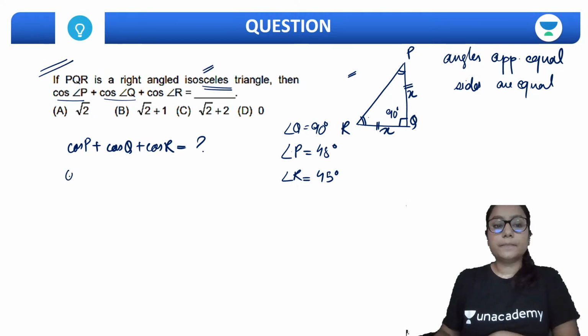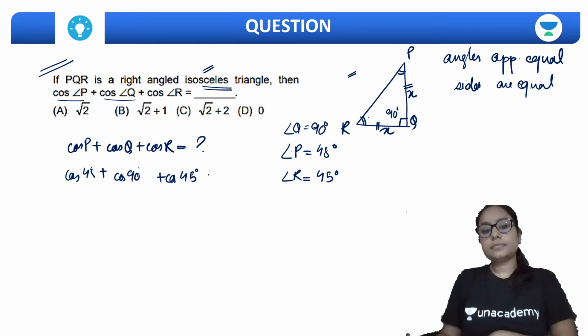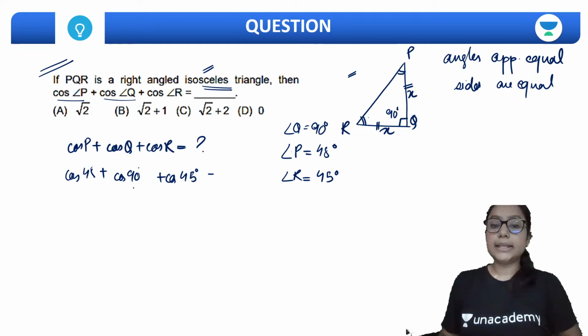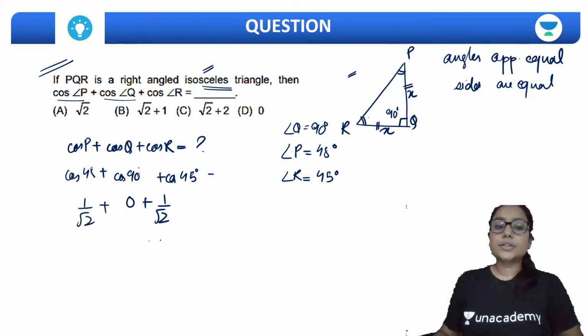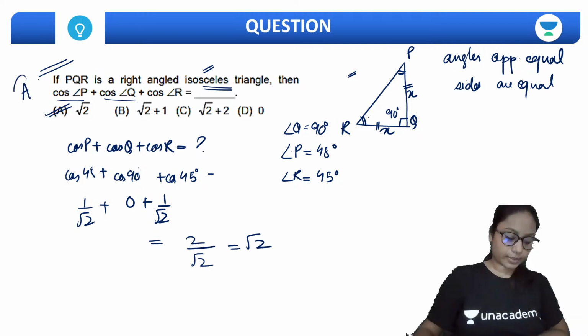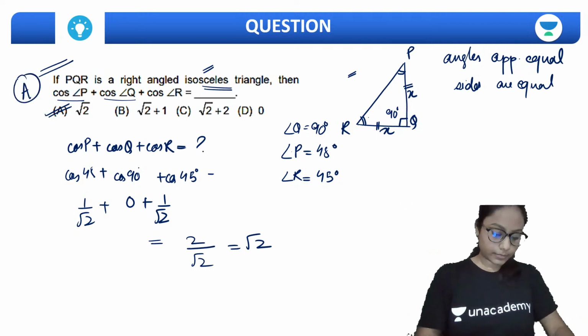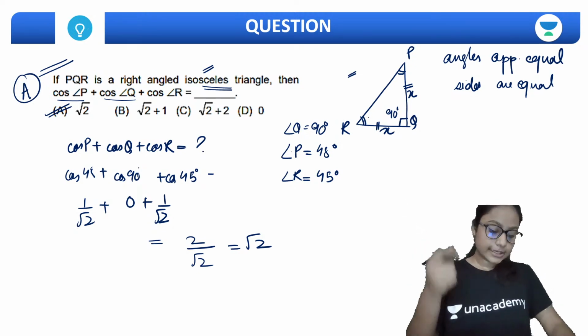What is cos P? Cos 45 plus cos 90 plus cos 45. Okay, what is the value of cos 90? Cos 90 is 0 and this is 1 upon root 2 and this is 1 upon root 2. Okay, so if you add it, you get 2 upon root 2, which is root 2. Option A is the right answer. Okay, option A. All right, clear?